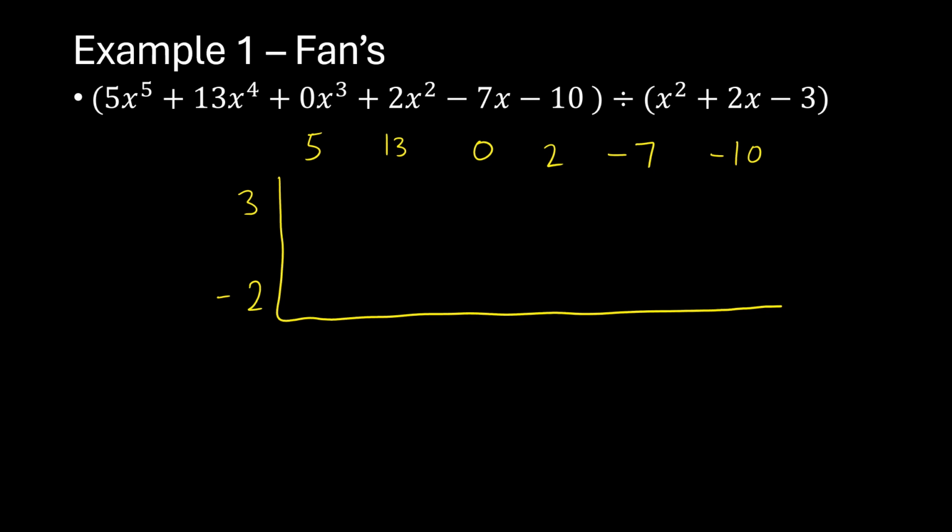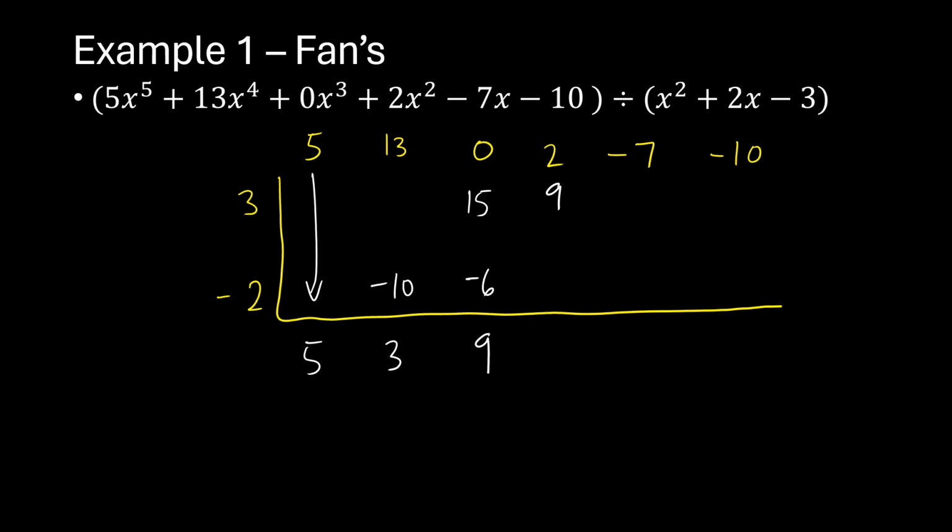The next step is to bring down that first number. So bring down that 5. Then you're going to multiply it at the diagonal. So 5 times -2 is -10. 5 times 3 is 15. Then you add the next column, 13 minus 10 gives us a +3. Then you're going to multiply again at the diagonal. So -2 times 3 is -6. 3 times 3 is 9. Then add the column. So 15 minus 6 is a +9.